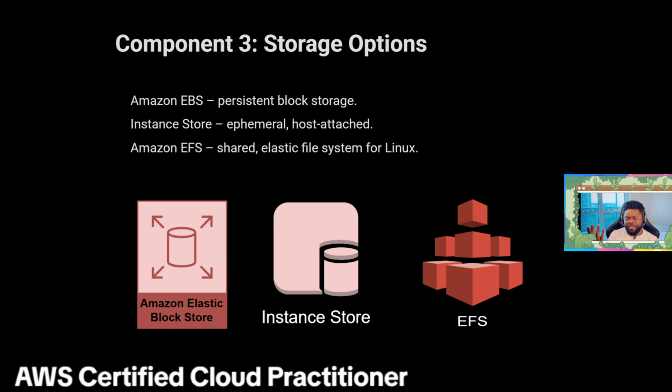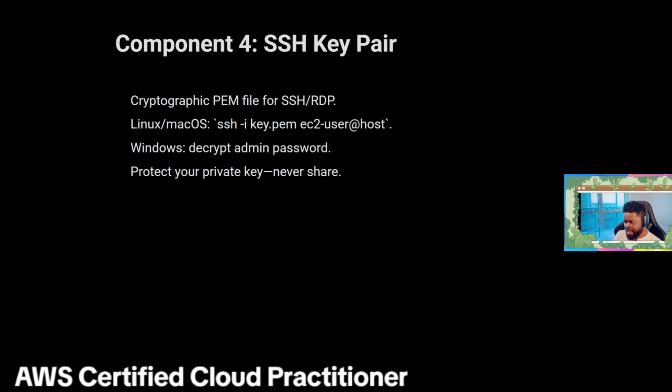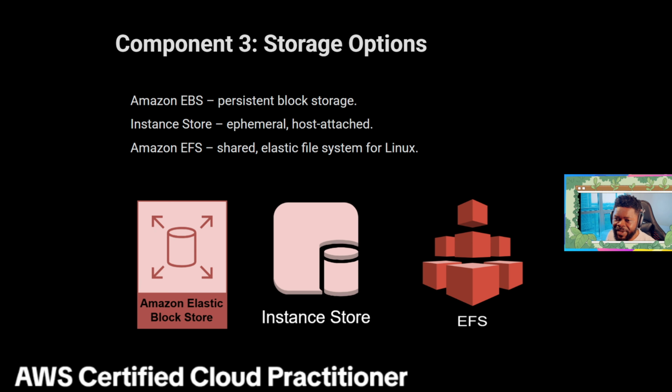EFS is Elastic File System. It's basically a shared file system, so you can have many machines use one file system, such that if one machine stores something, another machine can also read it from somewhere else. Okay, I think that's fine. I just wanted to show you more or less the core components of an EC2 machine.